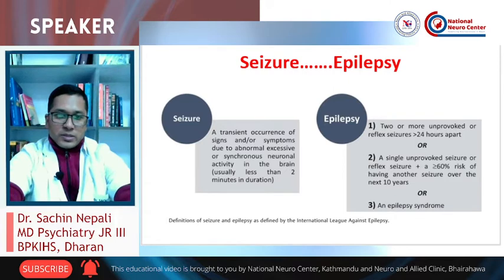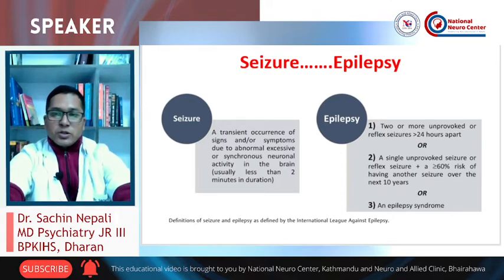Now, what is seizure and epilepsy? As per the International League Against Epilepsy, the definition of seizure is a transient occurrence of signs and/or symptoms due to abnormal excessive or synchronous neuronal activity in the brain. And epilepsy means 2 or more unprovoked or reflex seizures more than 24 hours apart. That means the gap in between the two seizures is more than 24 hours.